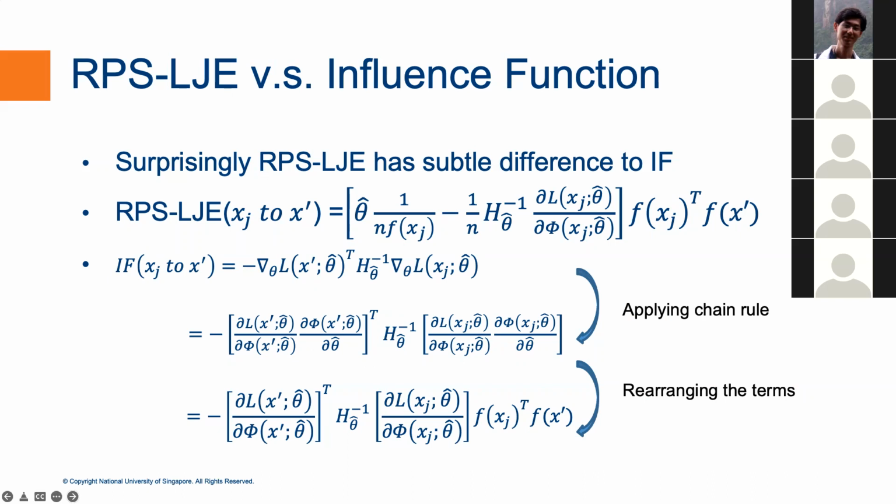So your claim is that RPS LJE is just a trick applied on the inference function, so that we can get a form of F transpose times F. Basically, it is just a trick on the formula manipulations, and they got into another NeurIPS paper. So that's what they claim. Yes, because this statement is coming from their paper. They mention that they have a subtle difference to IF. Okay, I see.